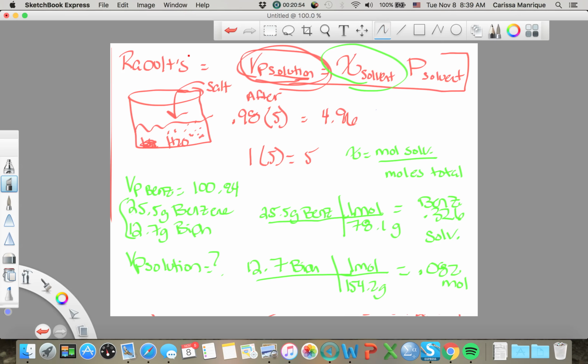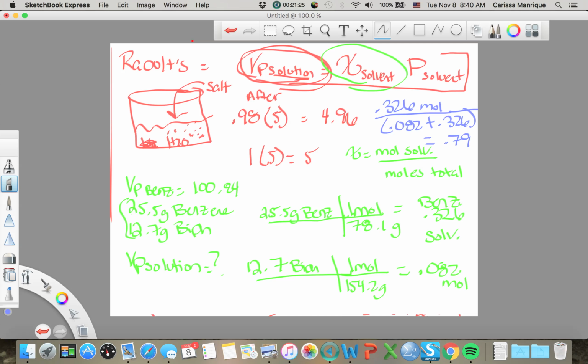My solvent was 0.326 mole, and then my total of everything combined is 0.082 plus 0.326. Remember that. It's not going to be solvent over solute, it's solvent over total. So add all of them together. So when I divide this all out, I'm going to get 0.79. Okay, so that's just my mole fraction.